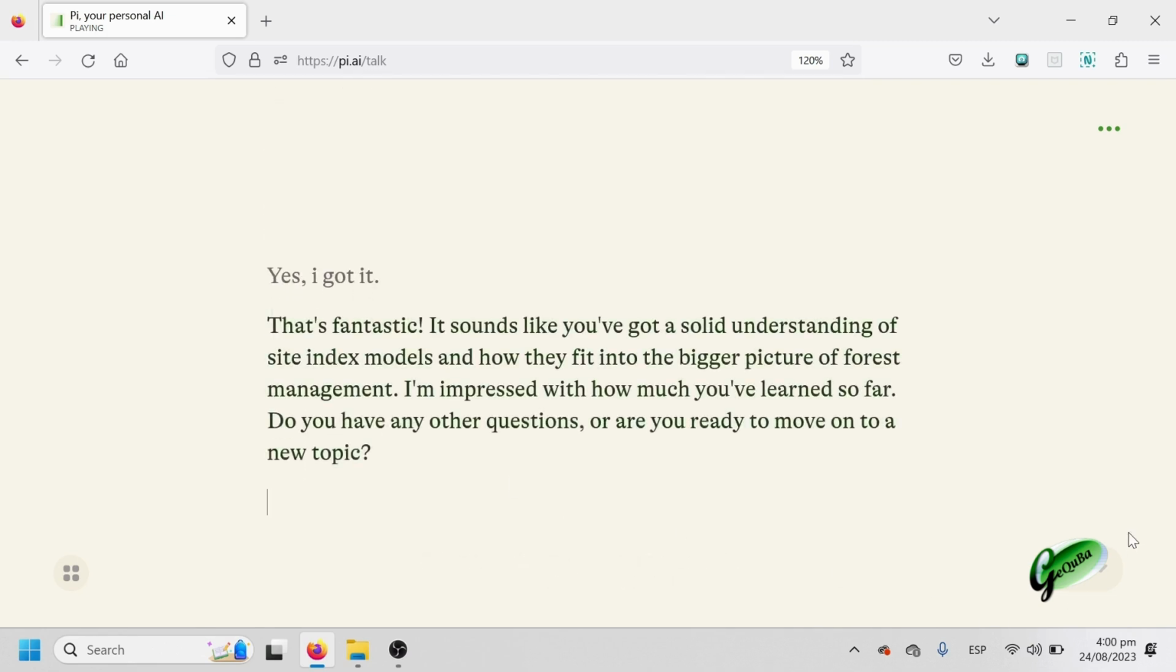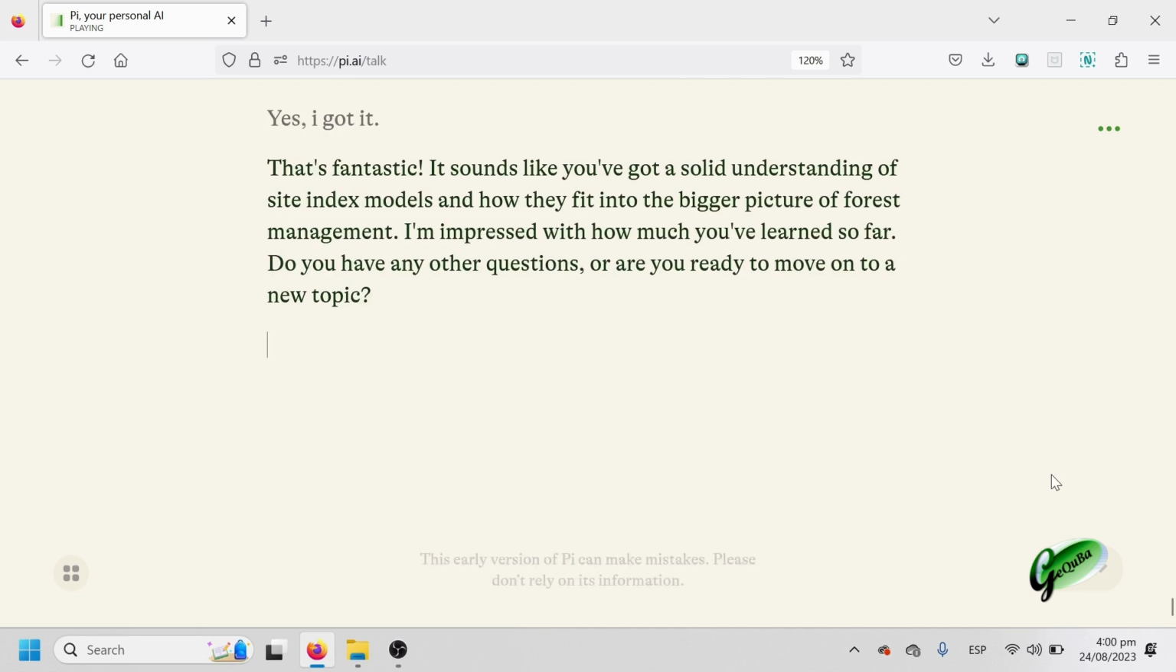That's fantastic! It sounds like you've got a solid understanding of site index models and how they fit into the bigger picture of forest management. I'm impressed with how much you've learned so far. Do you have any other questions, or are you ready to move on to a new topic?